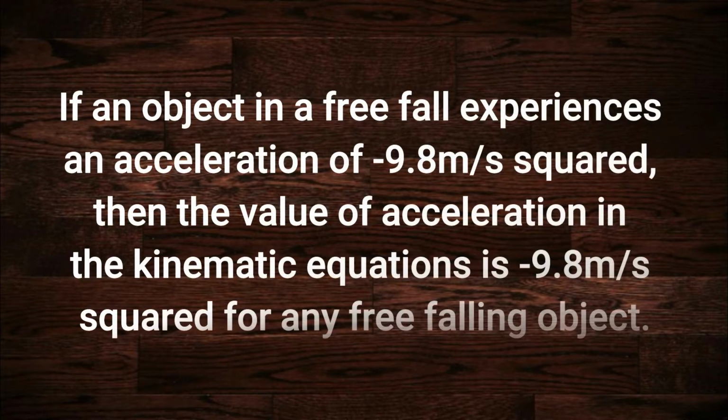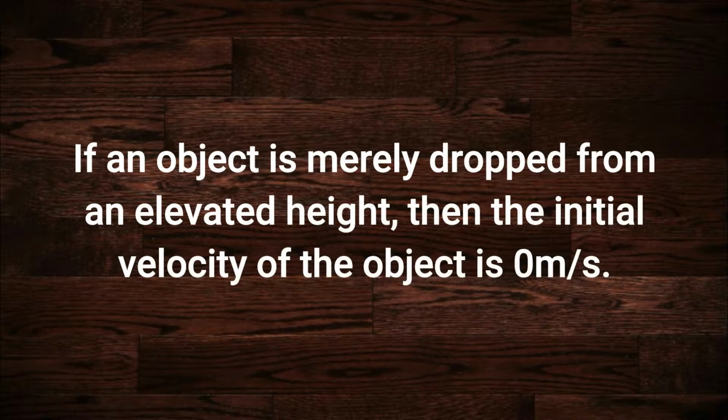First, if an object in a free fall experiences an acceleration of negative 9.8 meters per second squared, then the value of acceleration in the kinematic equations is negative 9.8 meters per second squared for any free-falling object. Second, if an object is merely dropped from an elevated height, then the initial velocity of the object is 0 meters per second.